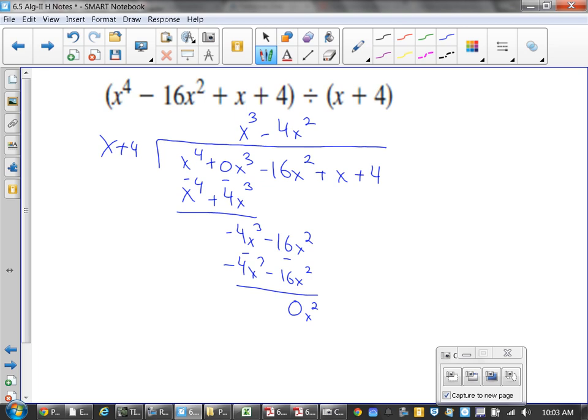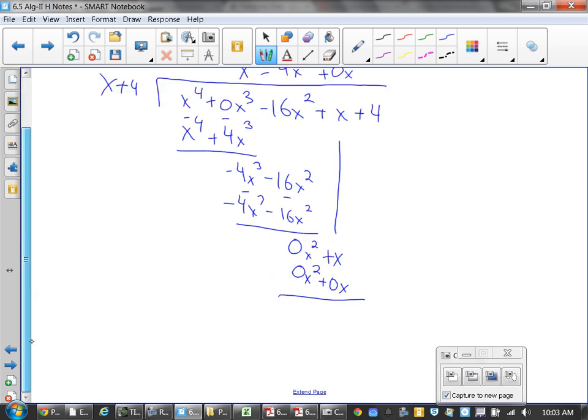Okay. Drop down the next number. Drop down the x. Now you have to multiply. When you multiply x by 0x, you turn it into a 0x squared. Isn't that just the same as 0? It is, because now watch what happens. When you multiply it out, you get 0x squared plus 0x. So when you subtract it, you're left with x plus 4.